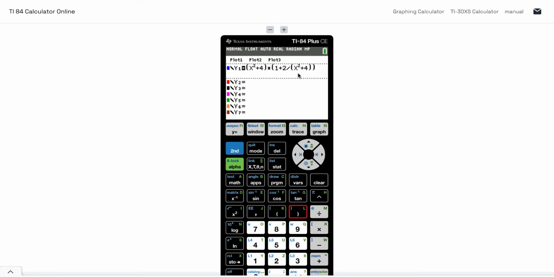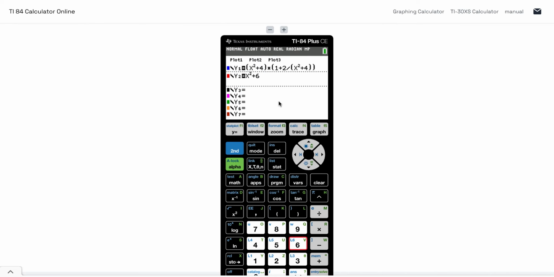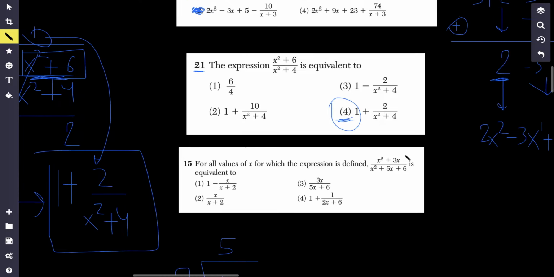Make sure you put parentheses to indicate that you're dividing by the whole thing, and then we're going to set that equal to x squared plus 6, right? Because if these two things multiplied out together is equal to x squared plus 6, then the graphs of these two things multiplied out should be the same as the graph of x squared plus 6. And it is, meaning that number 4 is our answer.